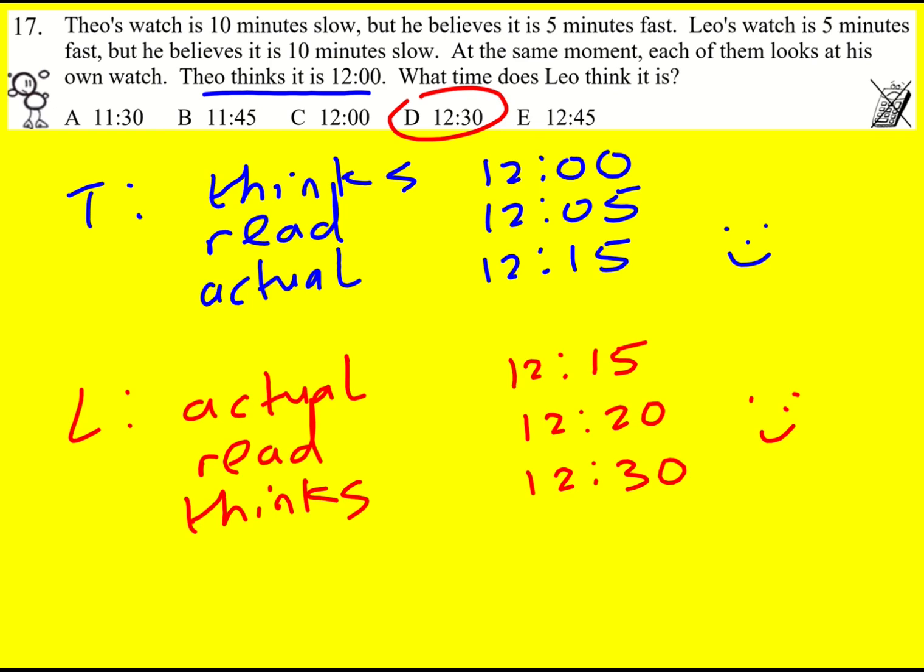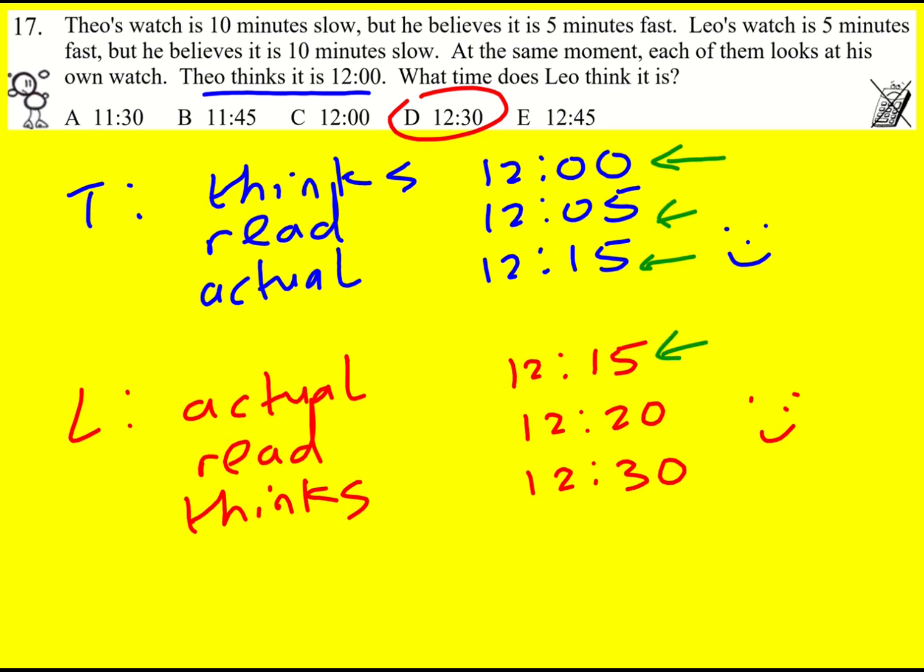I think the thing to do, once you've written down some sort of argument like this, is just read through it one last time to check. We've got this information. So Theo believes it's 5 minutes fast, so he's actually read that it's 12:05 and then he subtracted it, so we have to add the 5 back on. Actually, it's 10 minutes slow, so we have to add that on. These two are then the same.